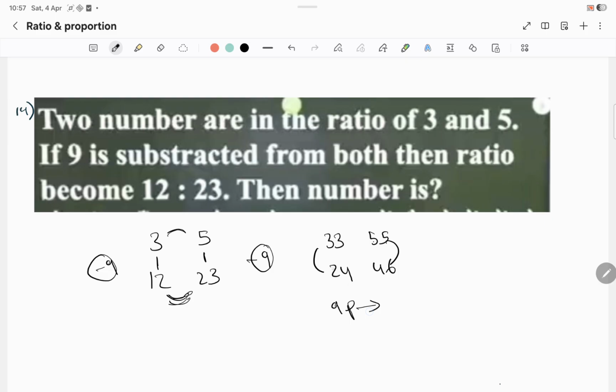This difference 9 parts, in the question also given 9 years. Then 33 parts is how much? 33 parts will be 33. Then 55 parts will be 55. That's all. Then the numbers are 33 and 55.